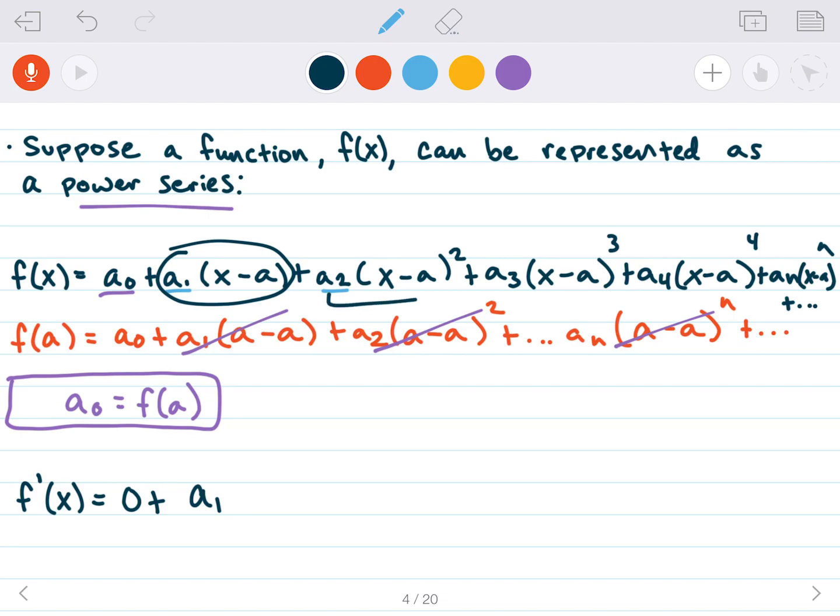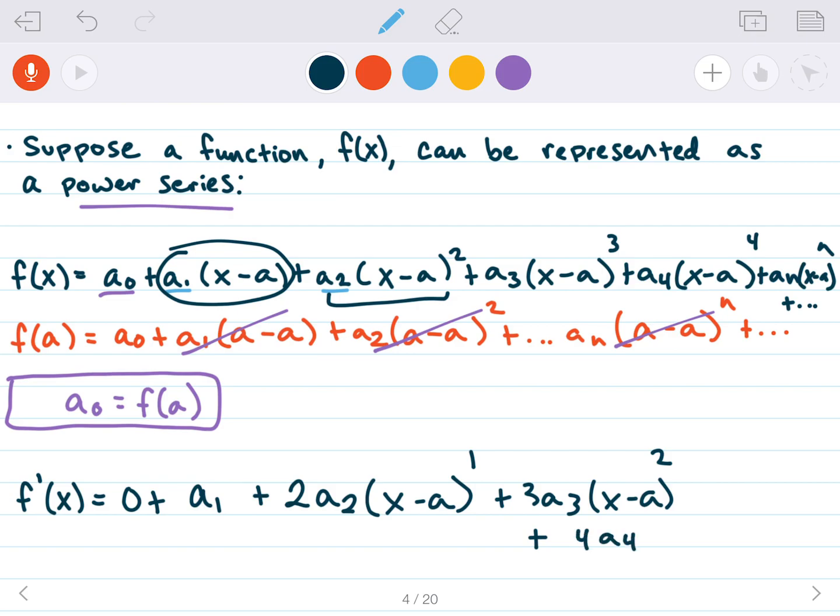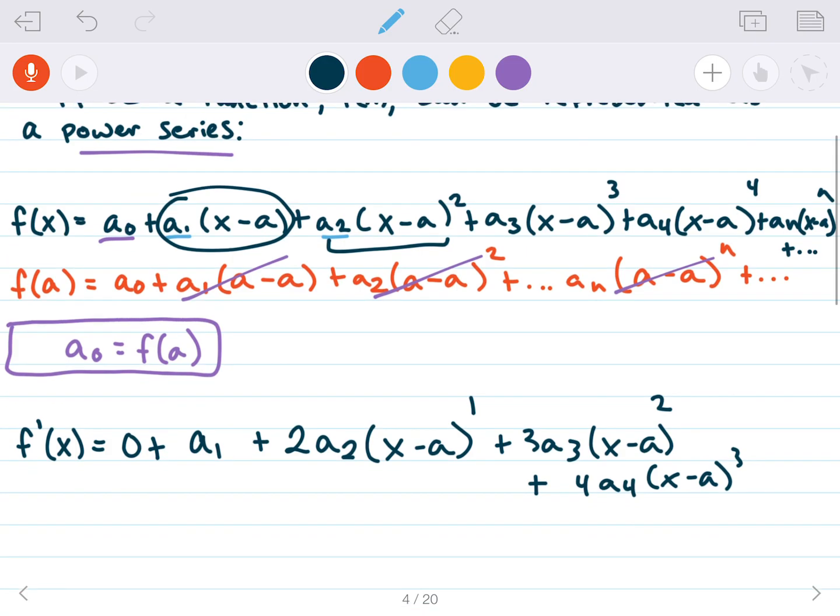The derivative of this guy right here is going to be 2a sub 2, x minus a to the first. The derivative of the third one is 3a sub 3, x minus a squared. The fourth one is 4a sub 4, x minus a to the third. And finally, the nth one is n times a sub n, x minus a to the n minus 1. So I'm just taking derivatives term by term, right? We know how to take derivatives. These a sub n's are constants. The a is a constant, it's just whatever our center is. And so we just apply our elementary derivative calculations here.